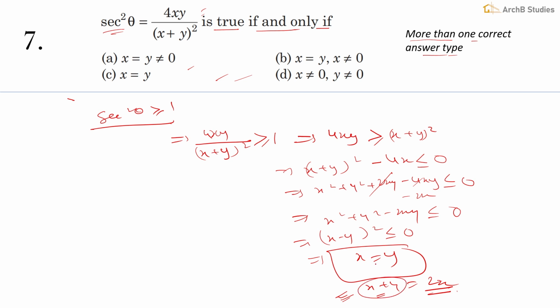Okay, because this lies in the denominator, if it is 0, then it will be infinite or not defined. So this cannot be 0, so we can write that 2x cannot be 0. Hence x cannot be 0. That will be one thing: x equal to y, and x cannot be 0. So these two are right.